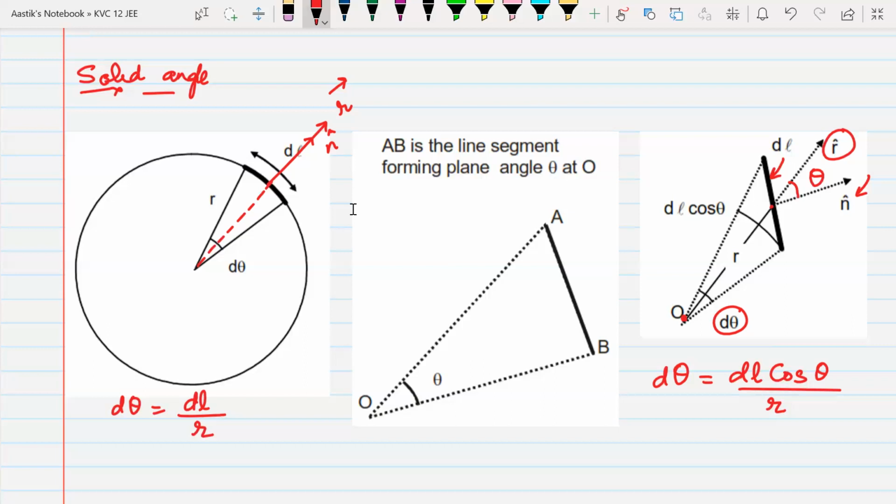Why am I taking so much effort in doing this? Because this is going to help us solve a lot of so-called difficult looking problems very simply. That is why I'm putting in so much effort. Otherwise, I could have just given you the formula and moved ahead in life. Done? Done, sir.